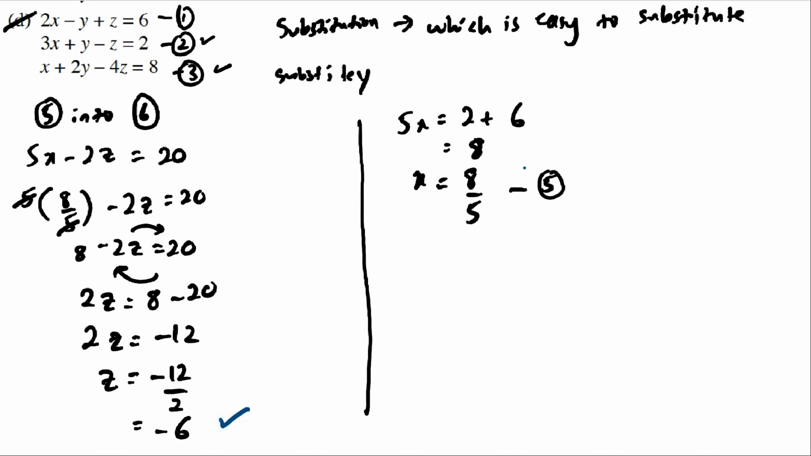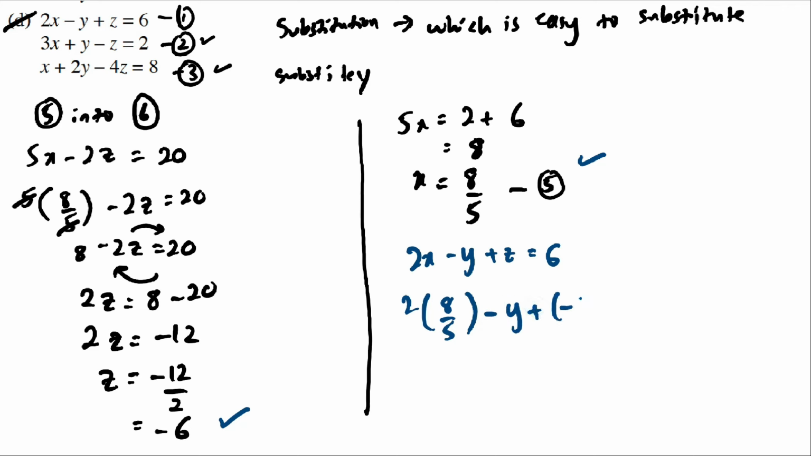Since we have z, we have x, so we can substitute any x and z inside 1, 2 or 3 so that we can get the value of y. So like usual, choose the easiest one to substitute. So I think it's almost similar. I just choose equation 1. 2x minus y plus z is equal to 6. Okay, x is equal to 8 over 5, minus y is equal to, we don't know yet, and z is equal to negative 6, is equal to 6.